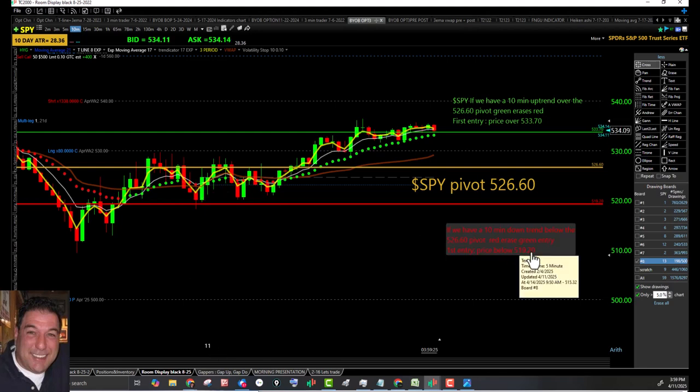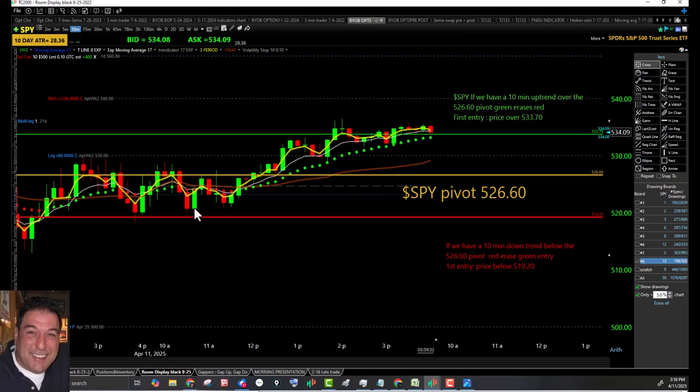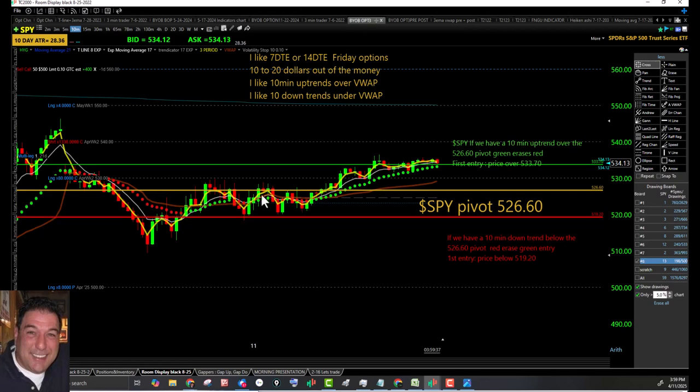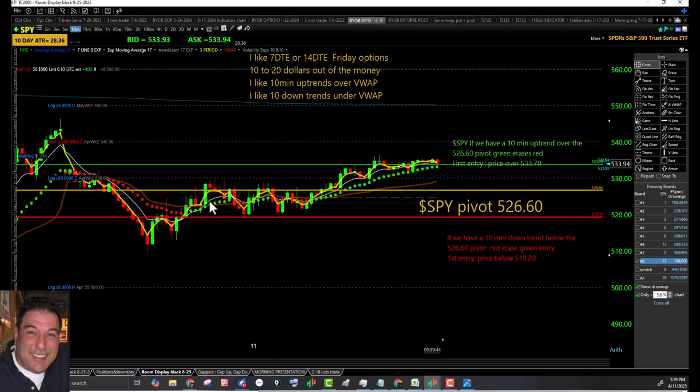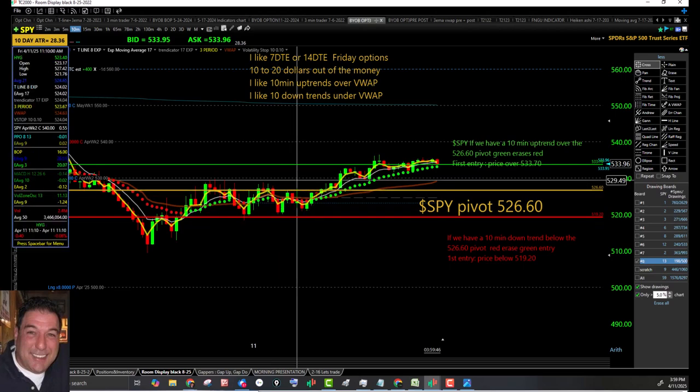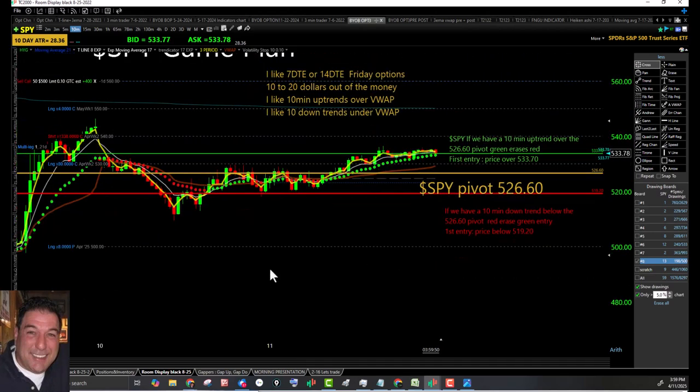Price action below 519.20 would be a red erases green entry. Never triggered. On the green entry, green erases red entry, we actually had one up over the base right here. Up over 530.09, that was a green erases red. We consolidated with a breakout right there. But I had it up just a little bit higher up here, I don't know why. 533.70 was the green erases red.